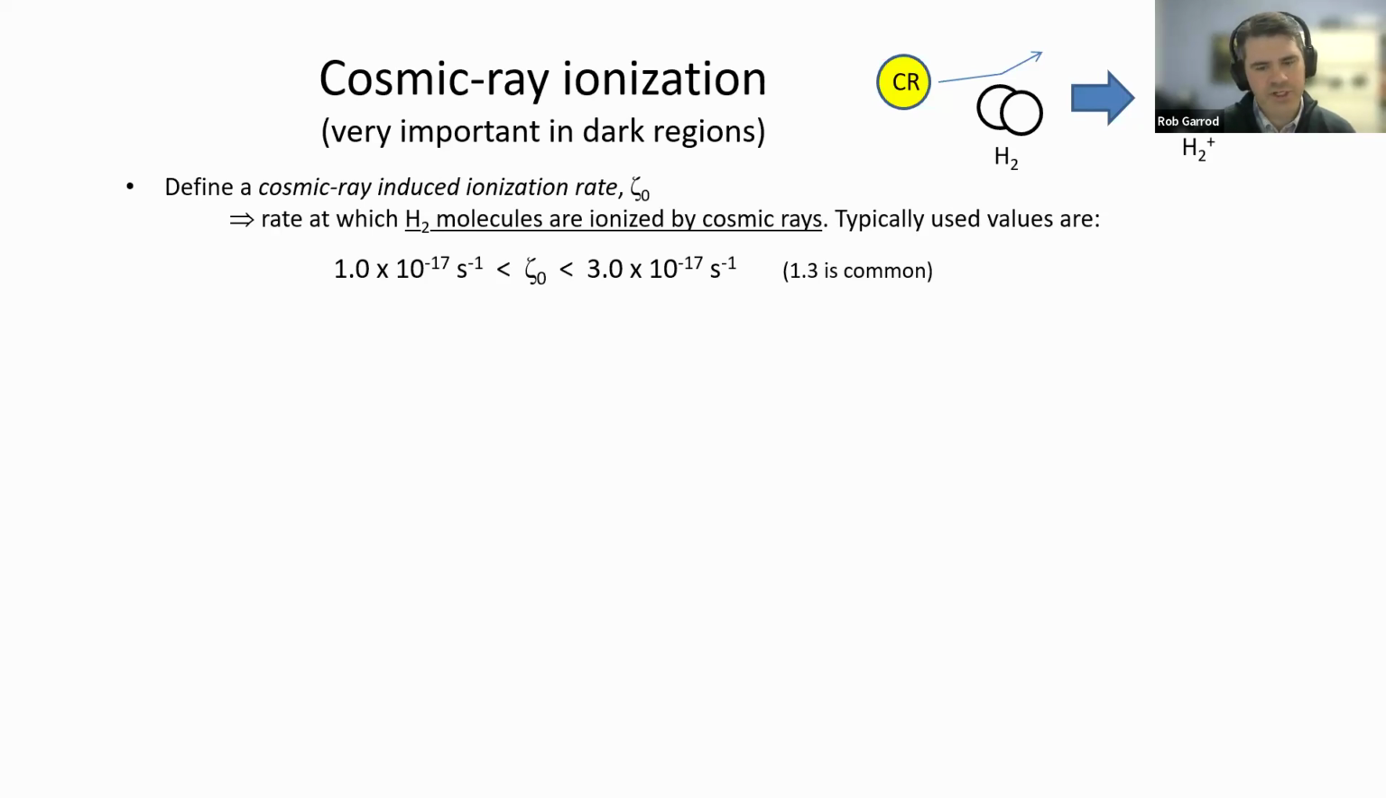So we define it for H2, and then we define for other species the rate in relation to that underlying H2 ionization rate. So this cosmic ray ionization rate has a value on the order of 10 to the minus 17. That would be one H2 molecule ionized on average every 10 to the 17th seconds, which seems like a long time, but of course we have a lot of H2 out there, so there is a substantial amount of ionization taking place.